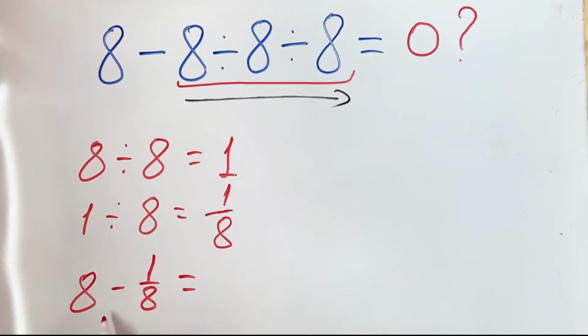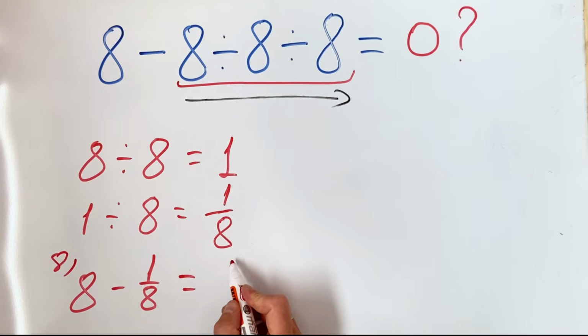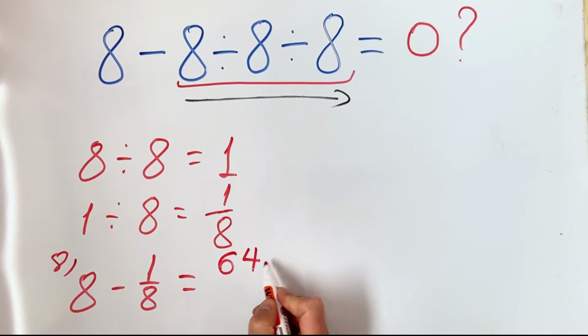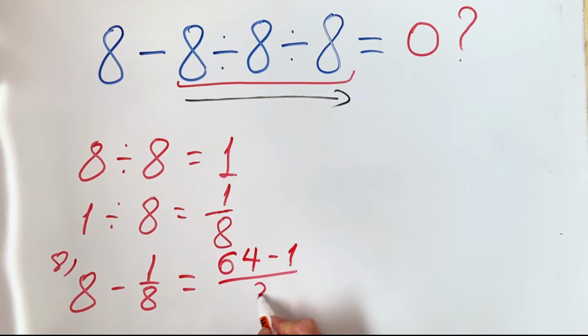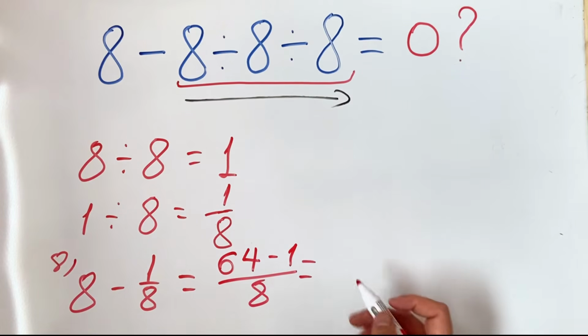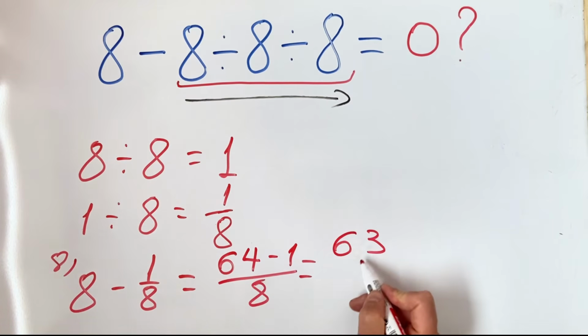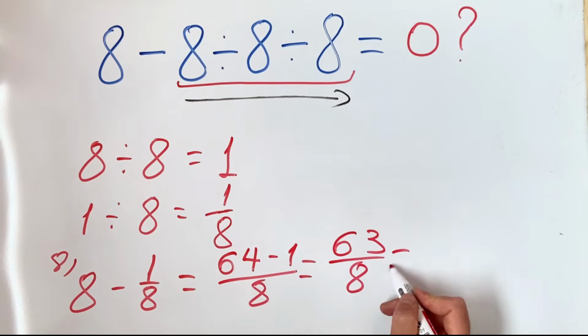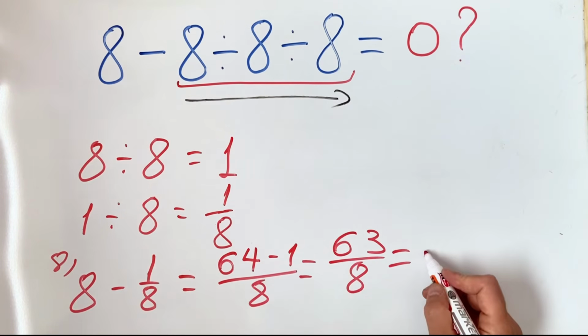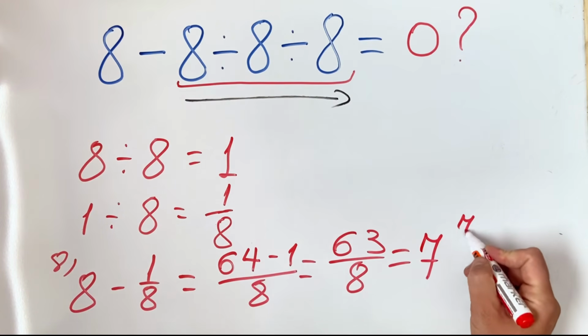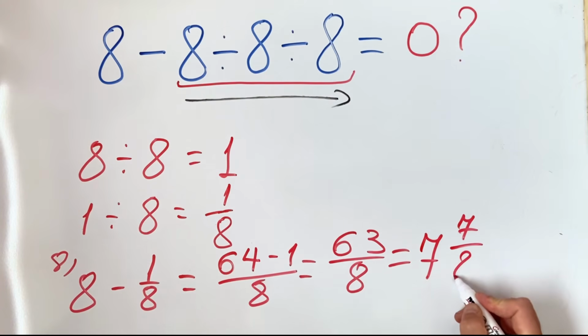Because the denominator is 8, we need to multiply 8 by 8. So we get 64 minus 1 over 8, which equals 63 over 8, and this equals 7 and 7 over 8. So this is the right answer.